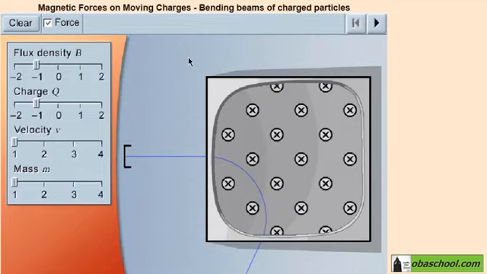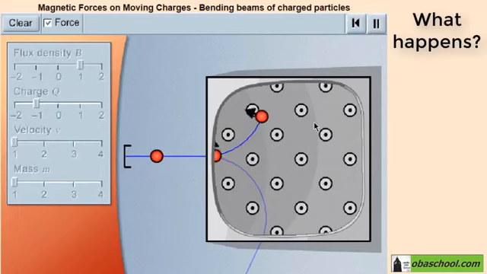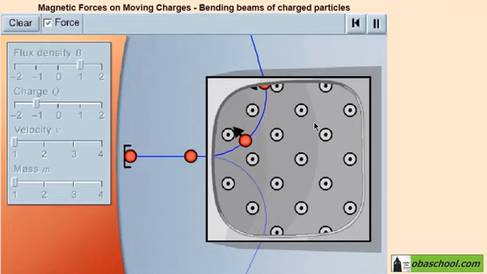Now let's reverse the field direction by dragging the flux density slider to a value of +1, and let's click play. What happens? Yes, the beam bends upwards again.